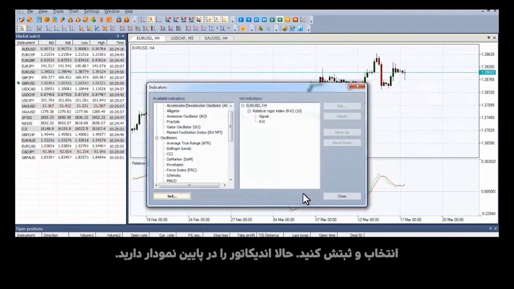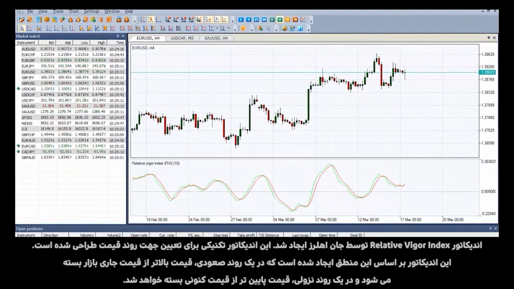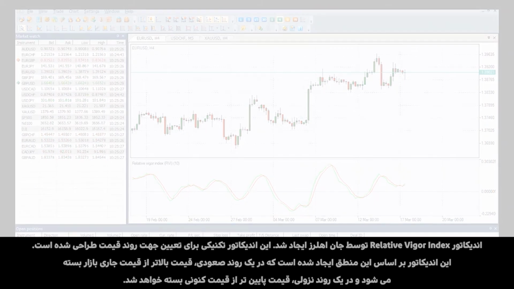Click Set, and here we go, it's at the bottom of our chart. The Relative Vigor Index was developed by John Ehlers, and it's a technical indicator designed to determine price trend direction. The underlying logic is based on the assumption that close prices tend to be higher than open prices in a bullish environment and lower in a bearish environment.